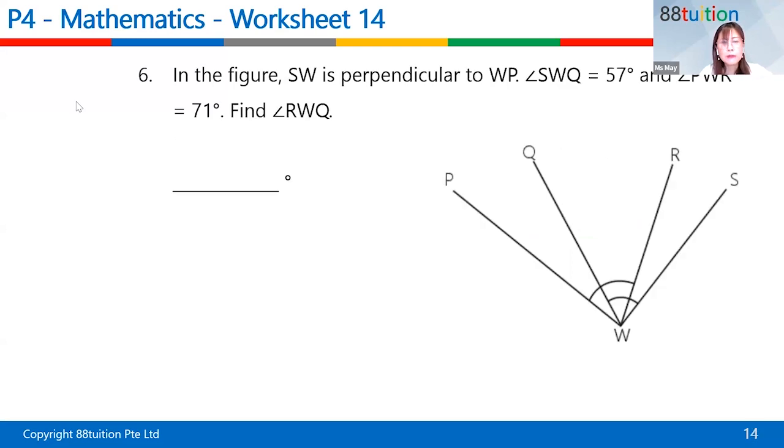Next question. In the figure, SW is perpendicular to WP. It means 90 degrees. That means SW, which is this line here, is perpendicular to PW here. That means they form a 90 degree angle. So that's what it means.